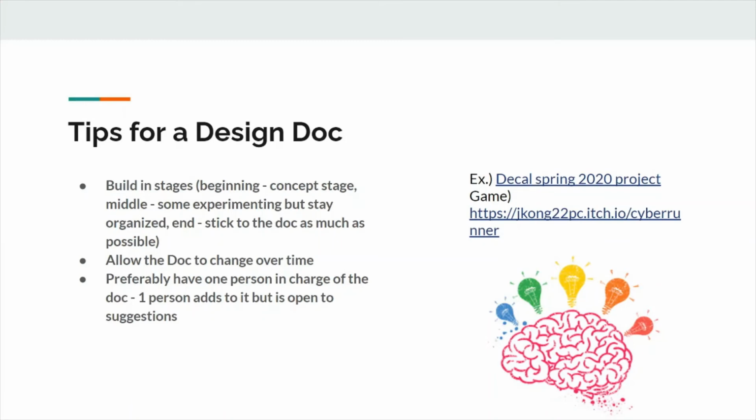Now, the building in stages flows right into allowing the doc to change over time. Like I said, you're not going to have a clear idea about what your design doc is going to be at the very beginning, so, give it some room. Allow it to change. Maybe you realize that the theme doesn't match your gameplay. That's fine. Change the theme, change the colors a little bit maybe, or rethink your gameplay, especially if it's early on. Of course, you want to be careful with this because the further into the project you get, you might want to lower the amount of changes you're making because, again, you don't want to get overwhelmed with 50 changes that you need to make within the last week.